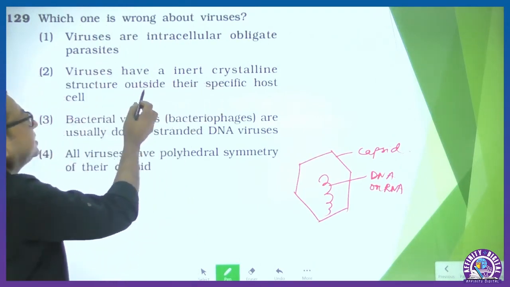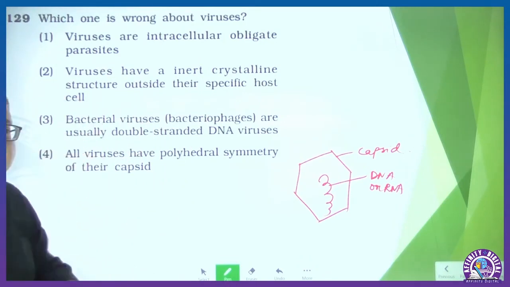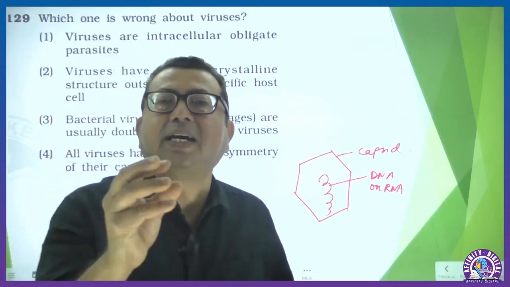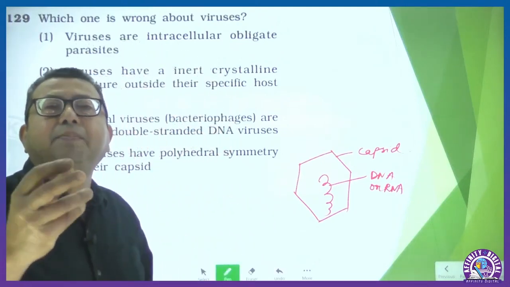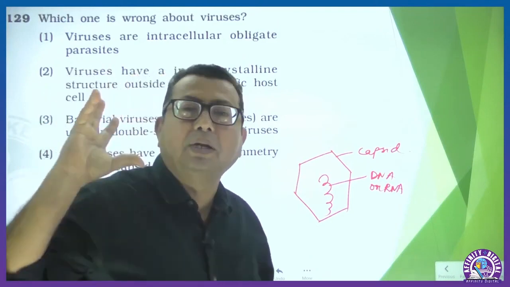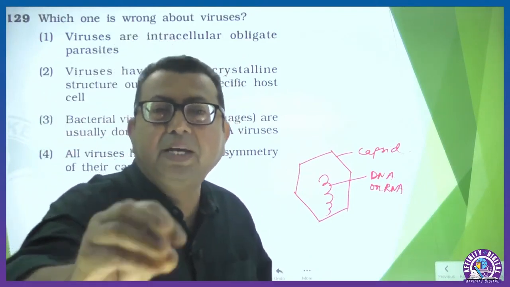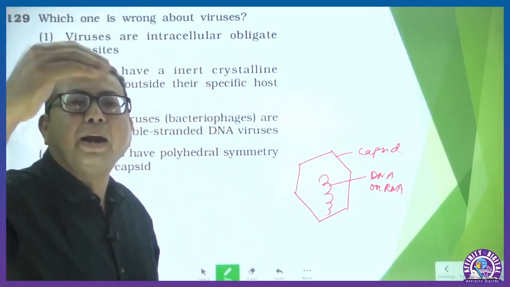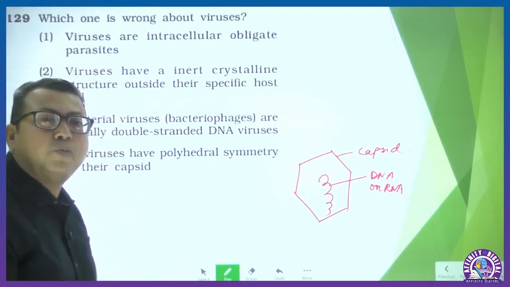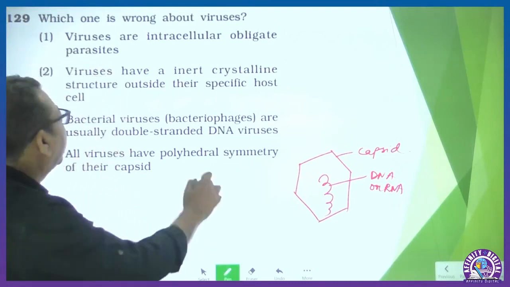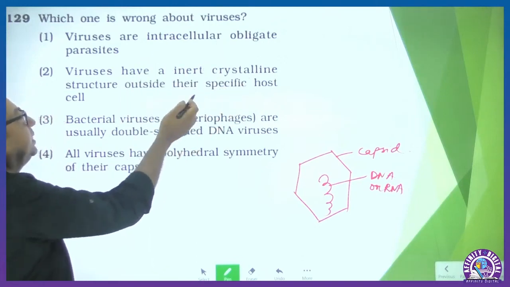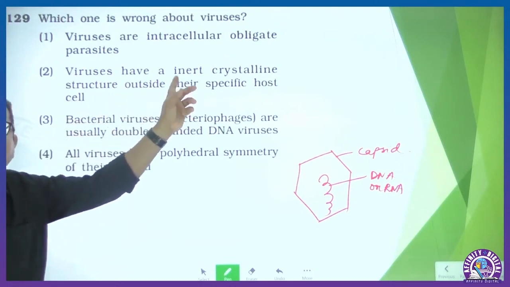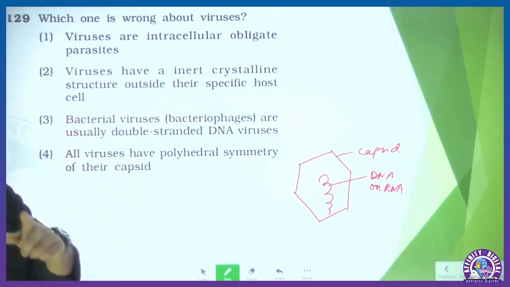Viruses have an inert crystalline structure outside the specific host cell. Outside the living host cell, they are just like a particle, chemically stable. But once they get inside the living cell of a host, they become reactive, unstable, and replicate inside the host cell to produce progeny viruses. Outside the host cell, they possess an inert crystalline structure, which is basically due to the proteins of the capsid.